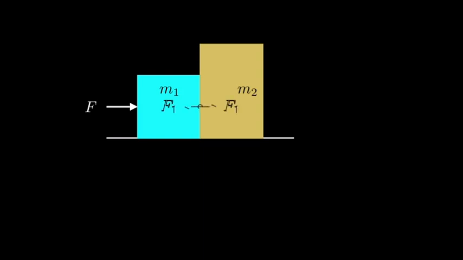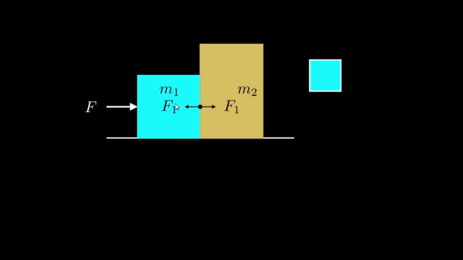Since they are both in contact with each other, a contact force comes into play, denoted by F1. As you can see, there are two forces, both F1. Since M1 is giving a force on M2 and M2 is having a reaction force on M1, both are equal and opposite. The problem is to find the acceleration of the entire system of two blocks, how it moves.